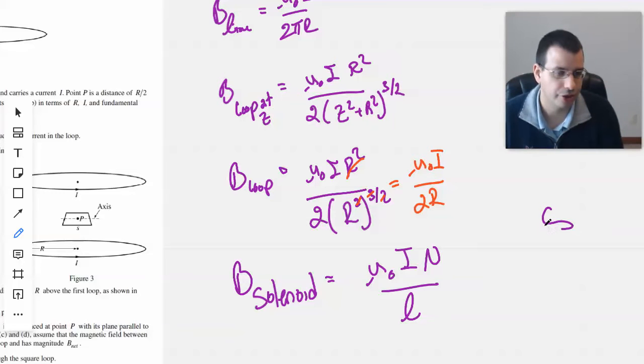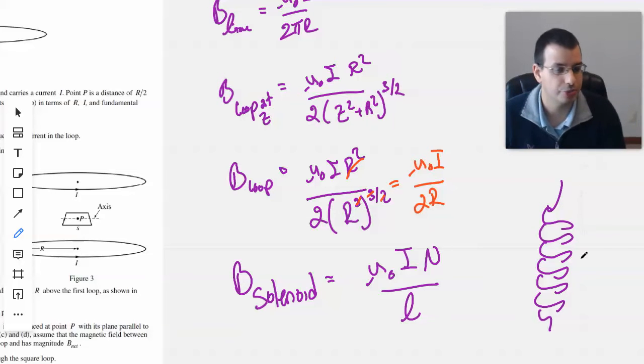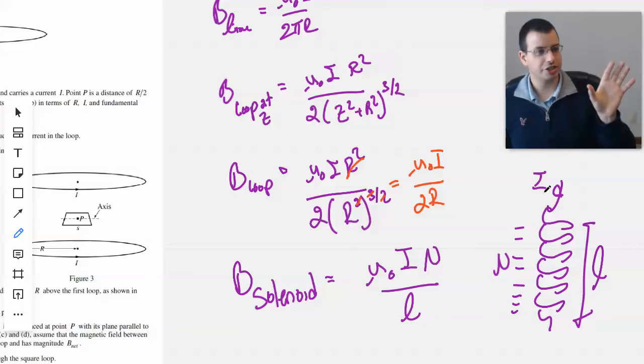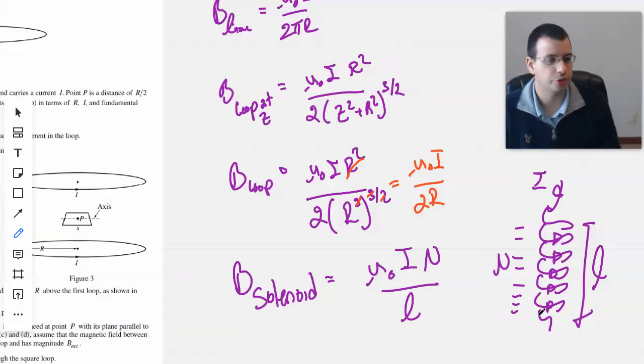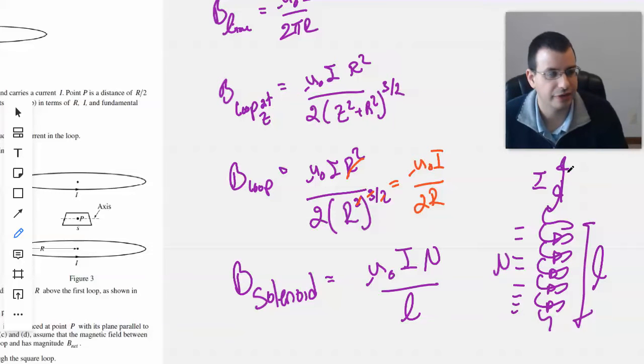So you have a solenoid, something like this. These are a bunch of loops. This will be the length. The number of loops here will be N. The current will be I. And then to find the direction, you wrap your fingers around the solenoid in the direction of the current. So let's say it's going this direction. You wrap that way, and then your thumb points towards the direction of the magnetic field.